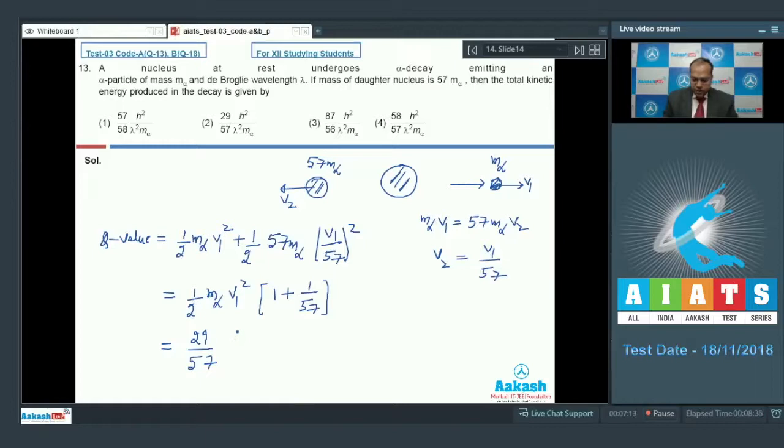I can write it this way: m alpha into v1 whole square divided by m alpha, and we know this is equal to h by lambda. So this is also equal to 29 by 57 into h square upon lambda square m alpha. So option 2 is the correct answer. Let's move to question number 14.